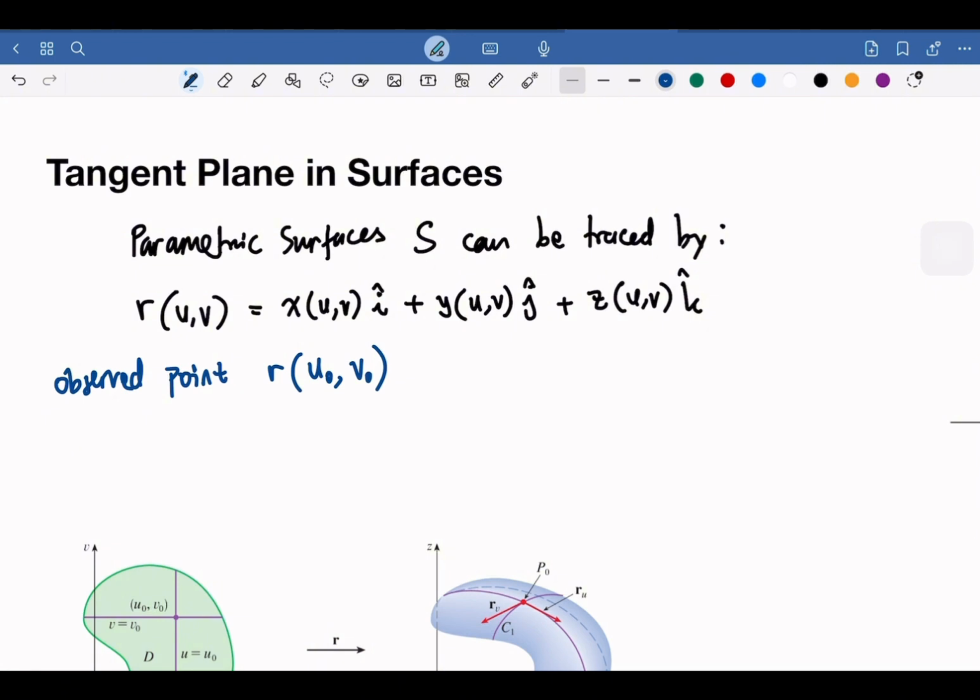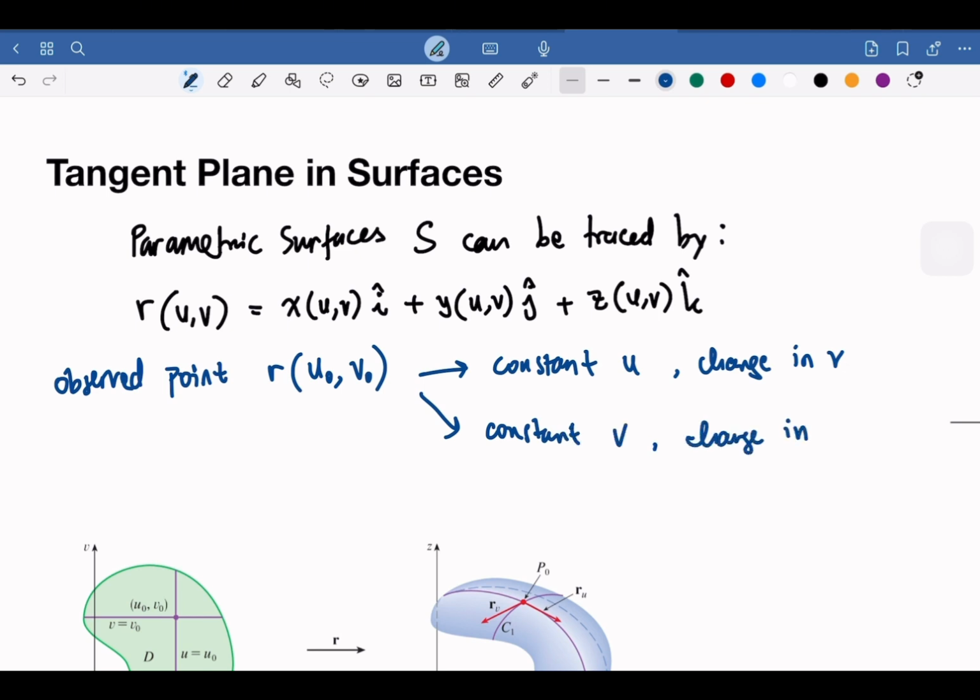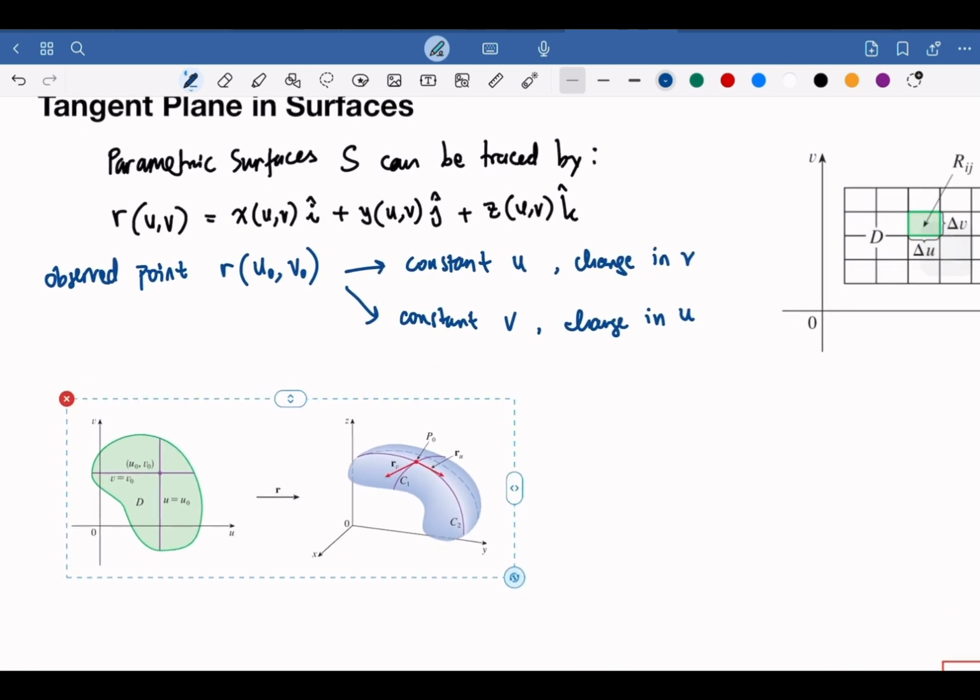There will be two possibilities. We can have a constant u and then change in v, and then constant phi and then change in u, which we can immediately recall as partial derivatives. If you remember the partials, we have these two definitions: partial derivative with respect to x, partial derivative with respect to y. Now we do the same thing with this uv. So I will write the conclusions from these two possibilities.